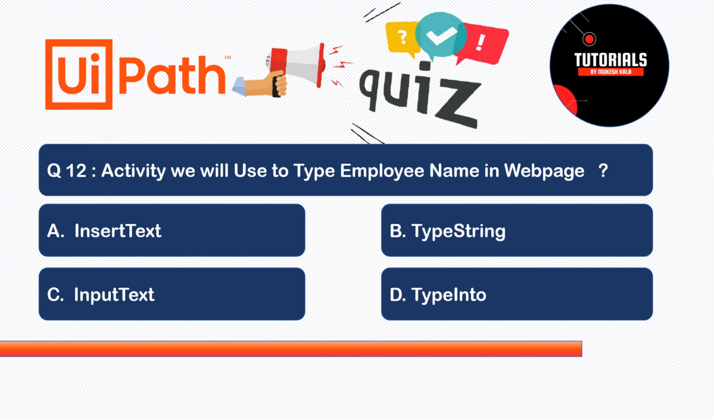So the correct answer to type an employee name on the web page would be the type into activity, because that is the activity provided by UiPath to type anything on the UI elements, and since it is a web page, we will use the type into activity. The type into activity will come with a selector. You will specify it and then pass the value, that will be the employee name, and when you run the automation, the value will be typed in the web page. I hope you got this answer right.